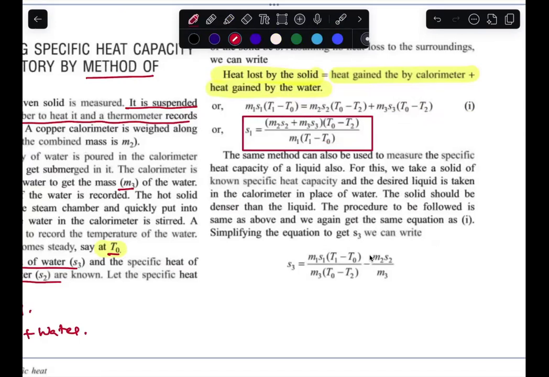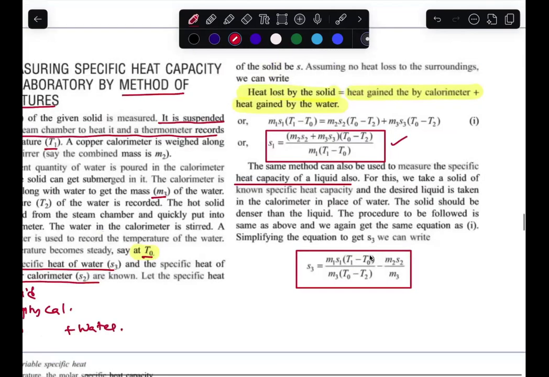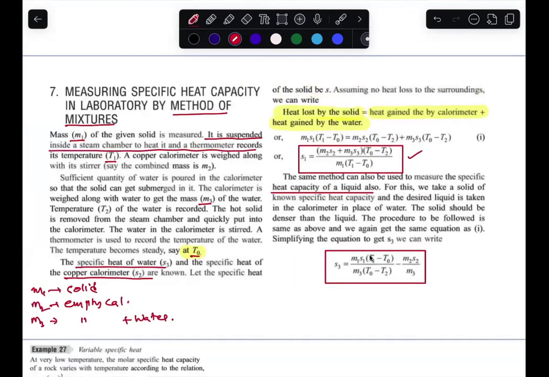You can use the same method to measure the specific heat capacity of a liquid also. But for this purpose, you need to know S1. I am using the same equation actually. The same equation can be rewritten in this format also. Okay, right. A simple theory that you need to have some idea on.